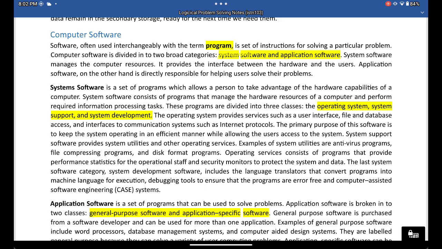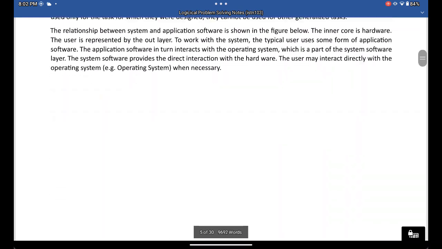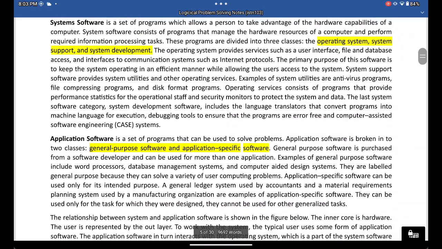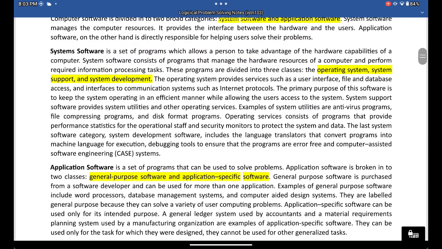System software manages the computer's resources. Very important, right? Your system software basically helps you get information from the computer to give you information. They'll give you a chart just now for you to see over here. But now we need to discuss application software, right? Also, system software can be in three classes.